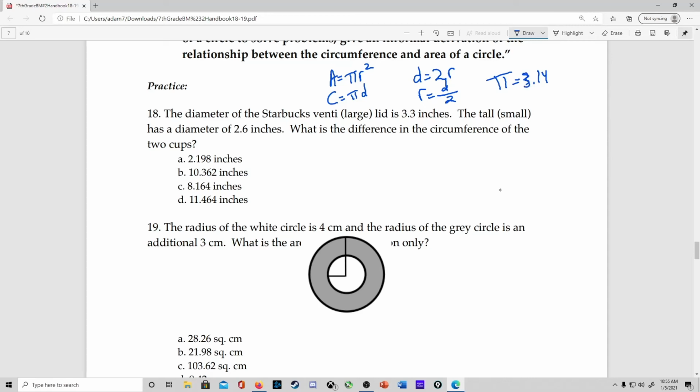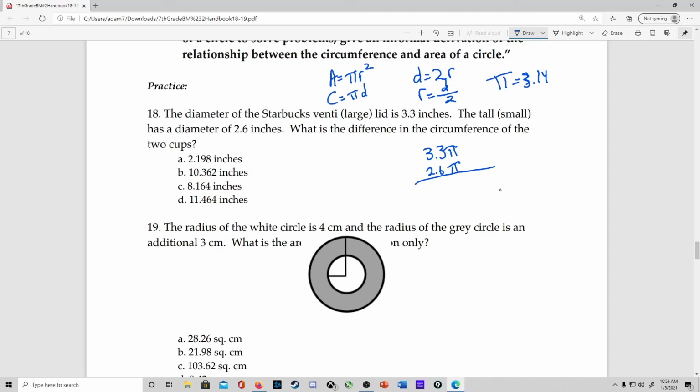All right, so the diameter of a Starbucks coffee is 3.3 inches. The small has a diameter of 2.6 inches. What's the difference in their circumferences? Well, if we know that one is 3.3 pi, right? Because that's what circumference is, pi times diameter. So there's our diameter, times pi. And then we have 2.6 pi. We can just subtract them.